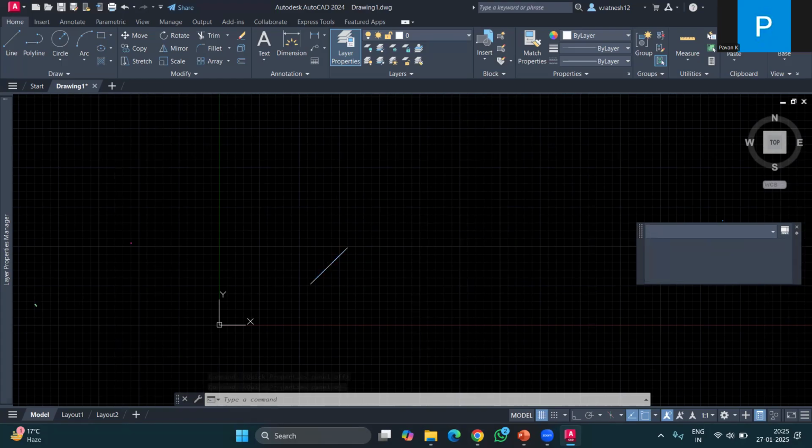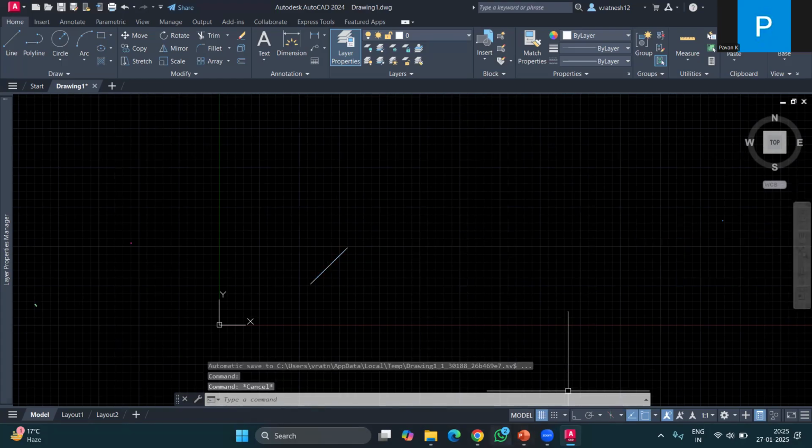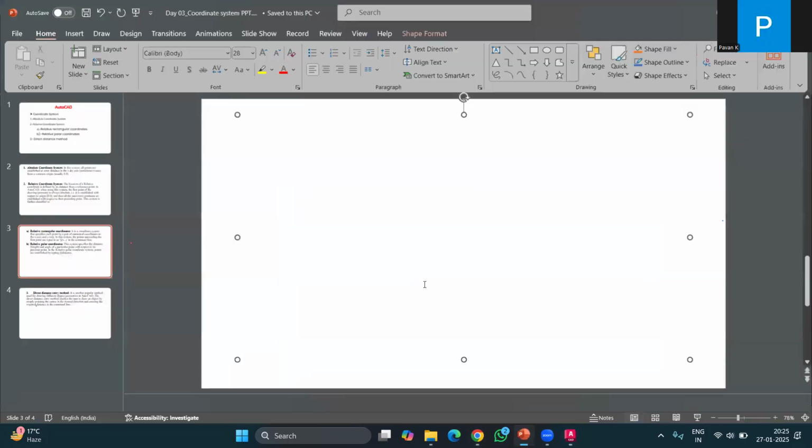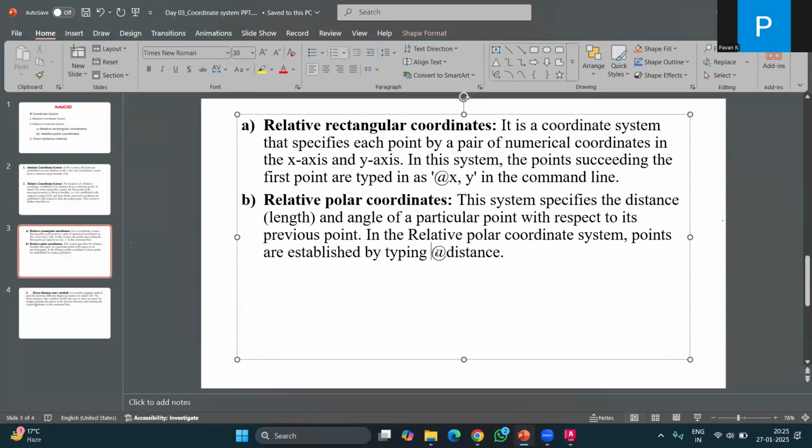So this was the polar coordinate system in which you provide the direct distance and the angle. Okay, this one I had forgotten. You have to use at the rate and the less than angle. It will show you and create your geometry.